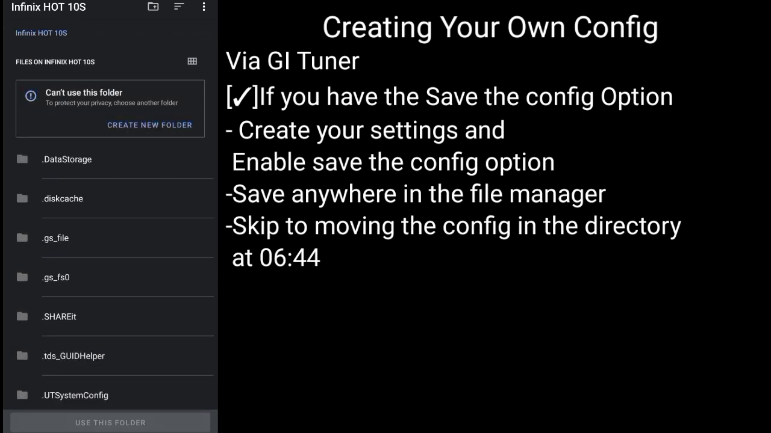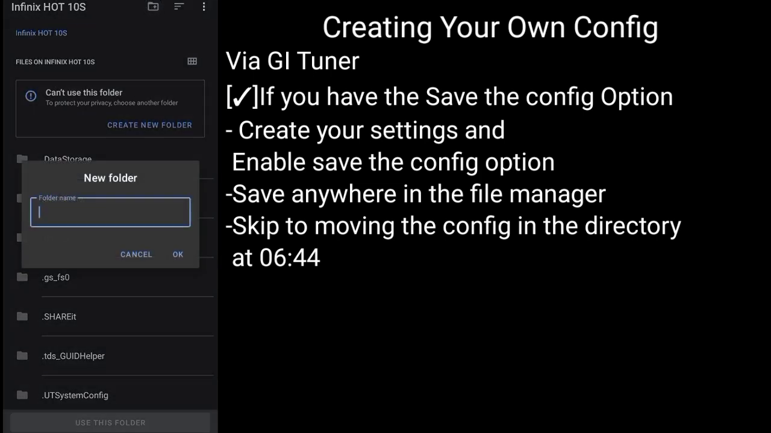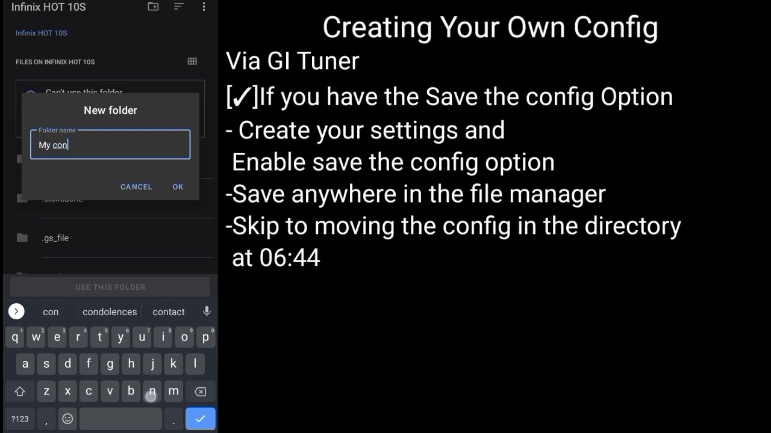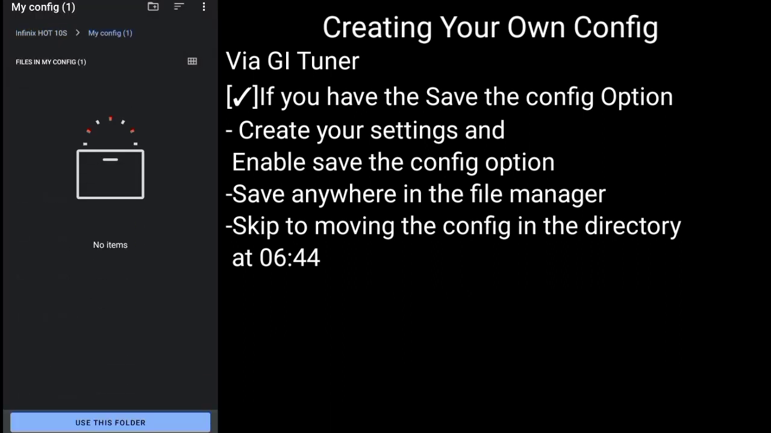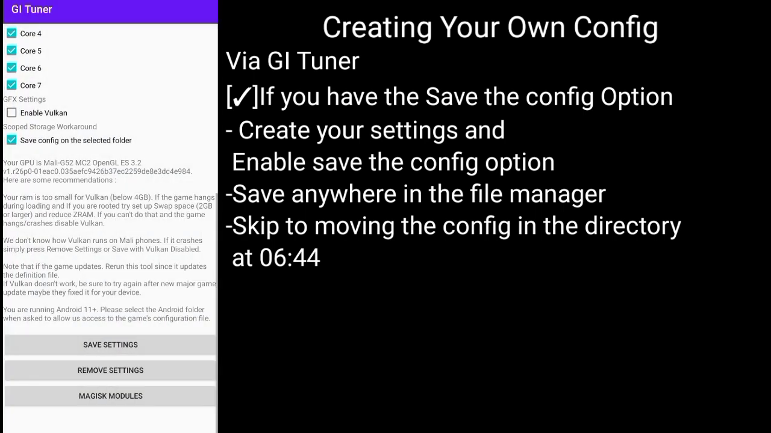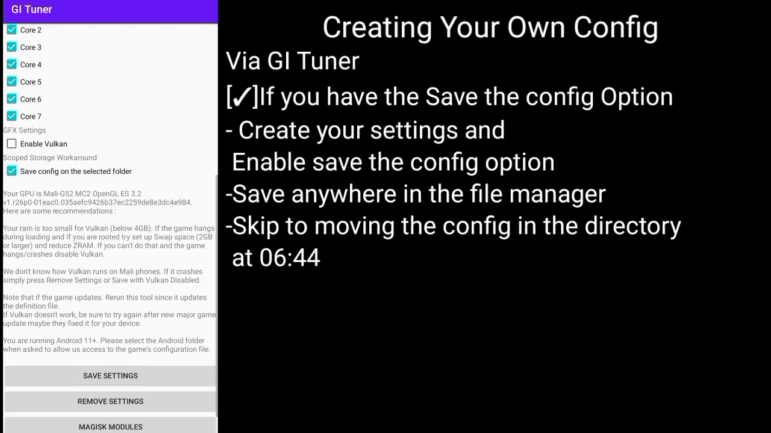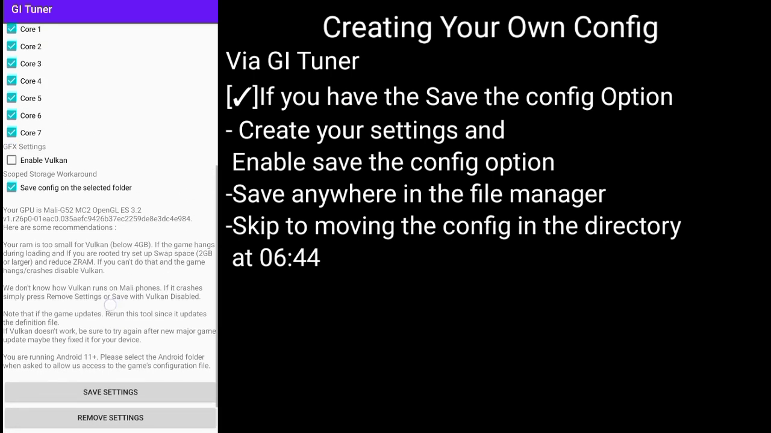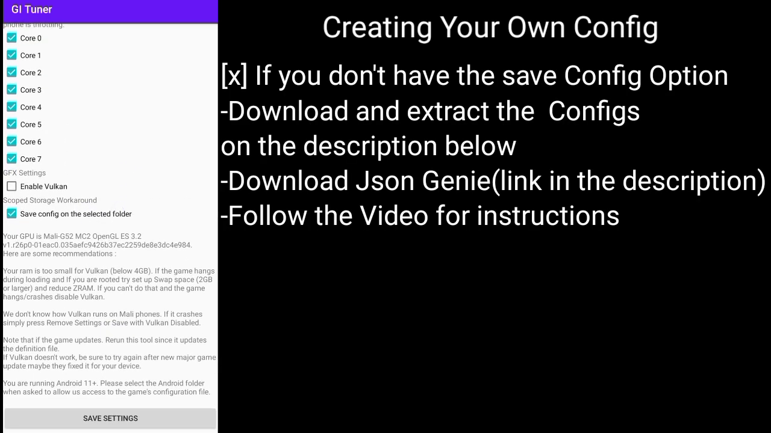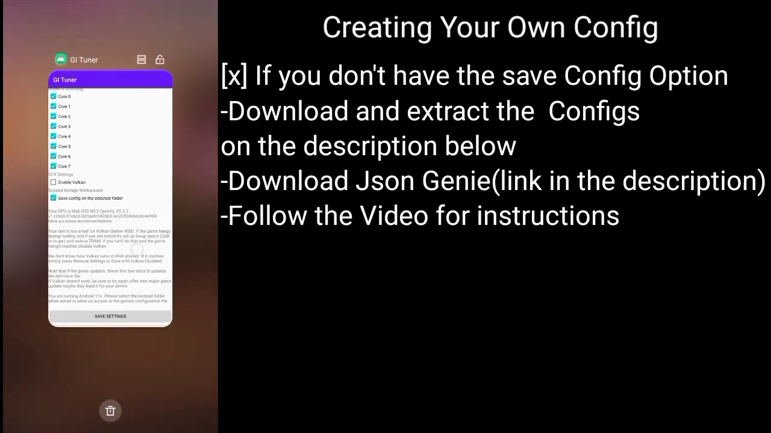Now go to your root directory, and for example, I want to create my own folder, name it my config, and then save it inside this folder. Just click allow. You have your own config created for your device. Now, if you have this option, you can go and skip to the part where we move your config into the Genshin directory. Now, if you don't have this option, you can go ahead and download the configuration I made in the description below.